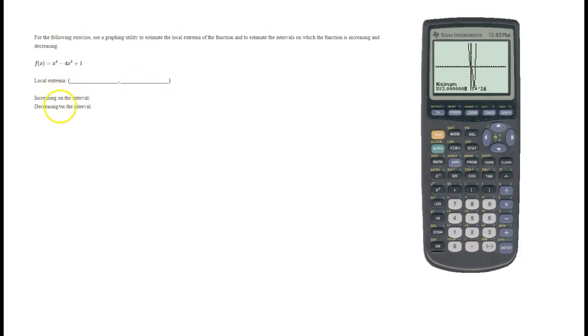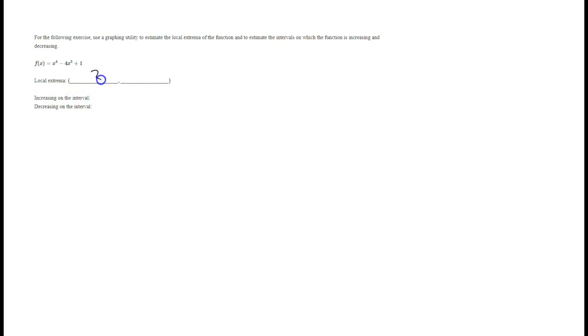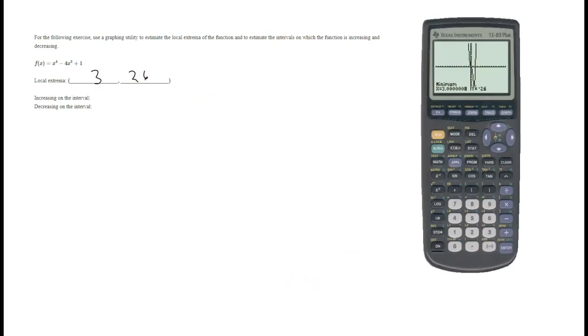And then it wants the intervals on which it's increasing or decreasing. So we put 3 here and 26. Now let me bring my calculator back up. As we look at this graph from left to right, it is decreasing till I get to where x is 3. And then from there, where x is 3, it increases, and it goes on forever. Again, if I wanted to scroll this down, we would see this keeps going. We could figure that out by the function we're given. As my x's get larger, so does my y value, so it's going to keep going up.